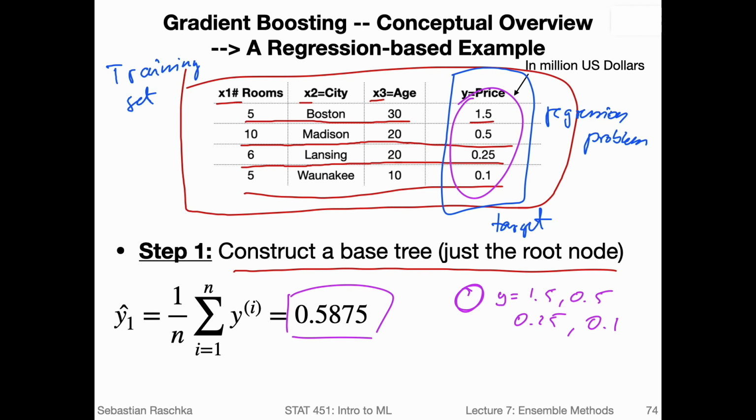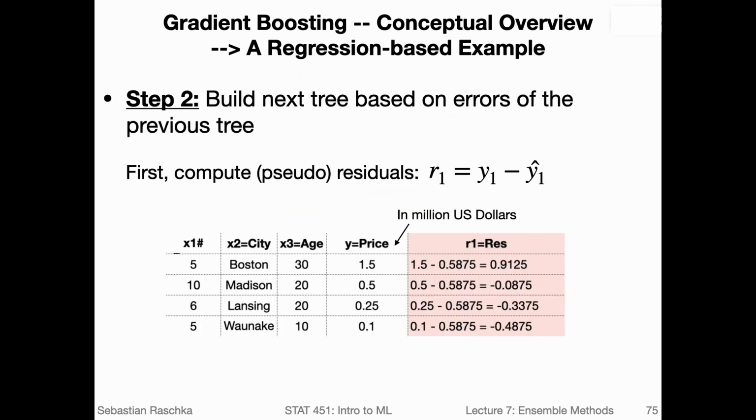And now let's go to the second step where we build another tree based on the errors. So in step 2 we said we build the next tree based on the errors of the previous tree. So here we are first looking at something called the pseudo-residuals. Residuals can be computed in different ways, and there's a special meaning for that in the context of linear regression, for example. So here we are just calling them pseudo-residuals. How we arrive at the pseudo-residual term we will discuss later after walking through this example.